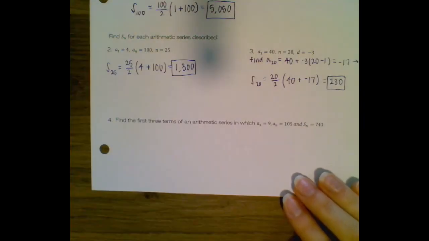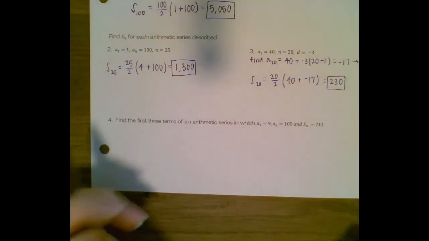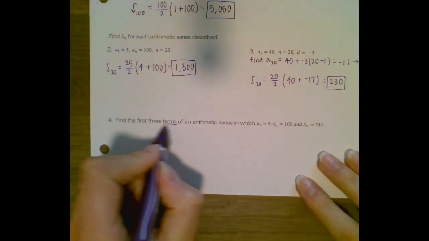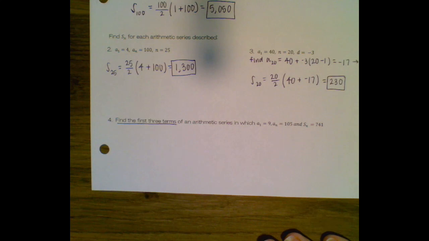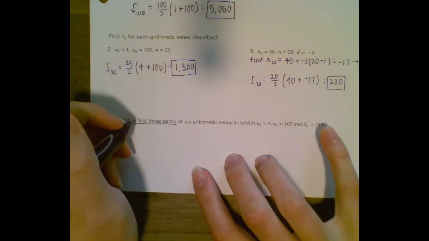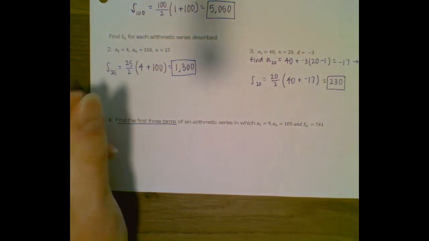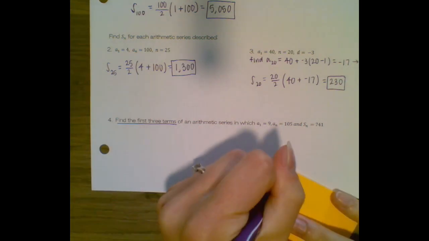Find the first 3 terms in an arithmetic series in which a sub 1 equals 9, a sub n equals 105, and the sum equals 741. So we actually want to find the arithmetic series, or I'm sorry, arithmetic sequence. So we're kind of working a little backwards here. We know that the sum is 741. So here, this was the equation that we were dealing with.